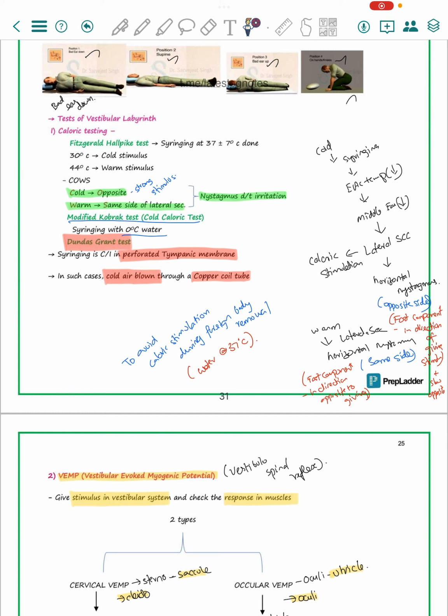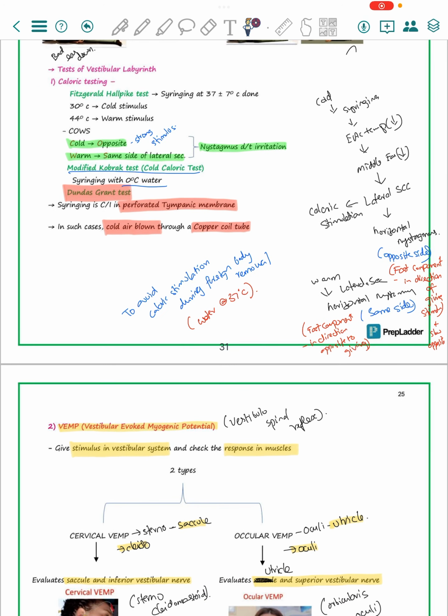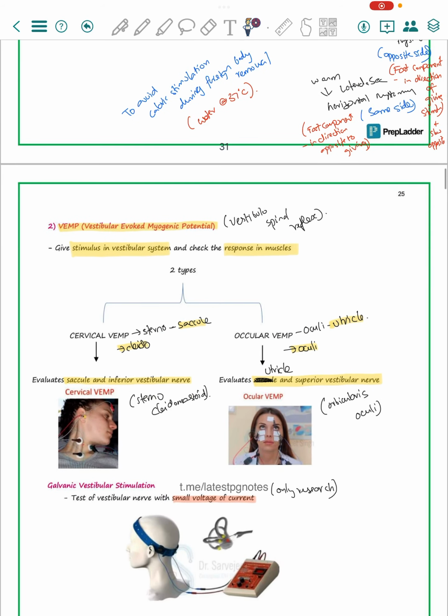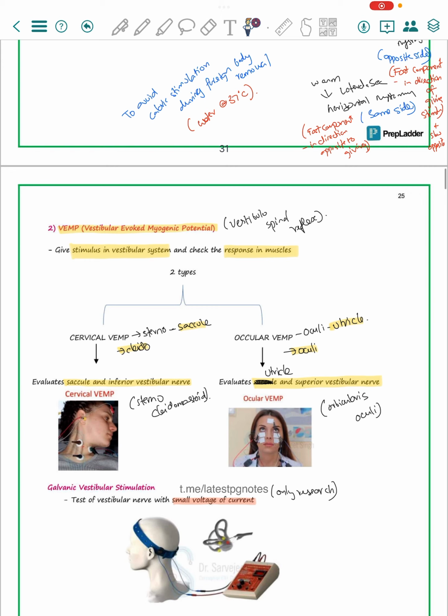As you can see, for cold water by syringing, we are giving a stimulus with decreased temperature to the lateral semicircular canal, causing horizontal nystagmus. The fast component is in the direction opposite to the stimulus, guys. Syringing is contraindicated in a perforated tympanic membrane. In that condition, you need to follow the Dundas Grant test, in which cold air is blown through a copper coil tube.